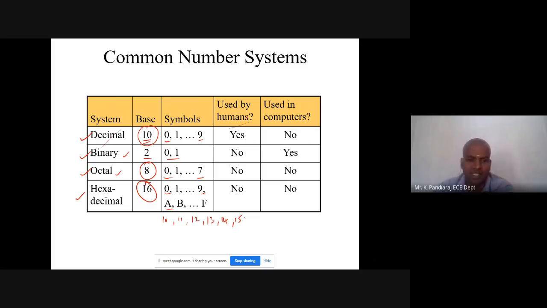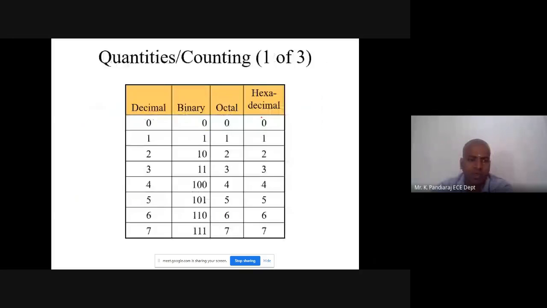Next, which is used by humans? Only the decimal number system is used by humans. All the other number systems are not used by humans. And which number system is used in the computer? Only binary. That is, only zeros and ones are used inside the computers. This is the introduction about the four different types of number systems.